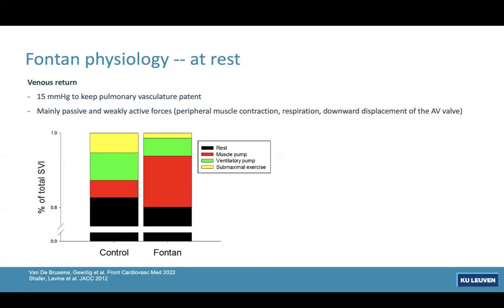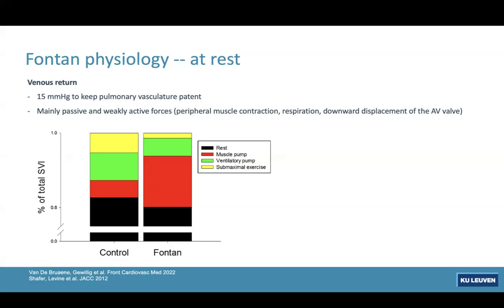If we think about Fontan physiology at rest, it's very intriguing. So we take away the subpulmonary pump, and we just need 15 millimeters of mercury to keep the pulmonary vasculature patent. And Fontan patients actually do that with mainly passive and weakly active forces. That is just peripheral muscle contraction, bringing the blood back to the pulmonary arteries, respiration, sucking the blood into the pulmonary arteries.